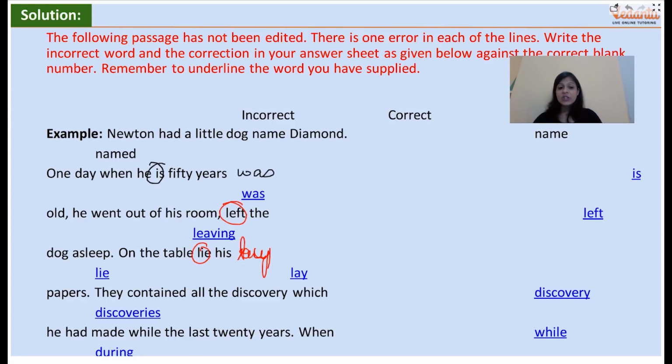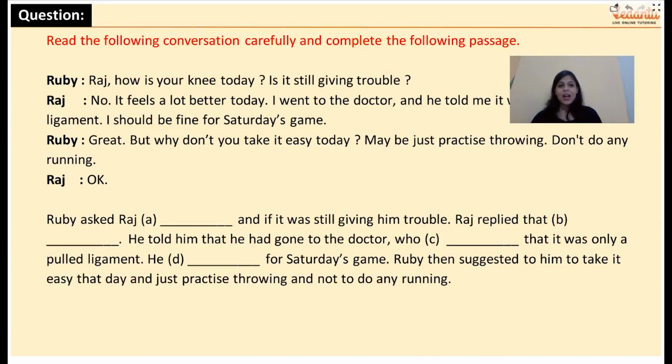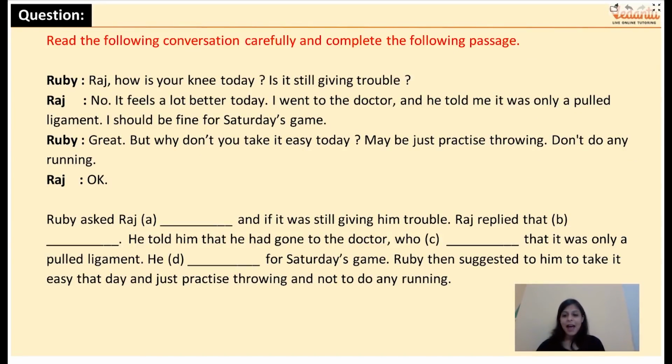They contained all the discovery which he had made while or during. It's like while or during. Of course, it's going to be during. And instead of discovery, it's going to be discoveries. Easy, guys?